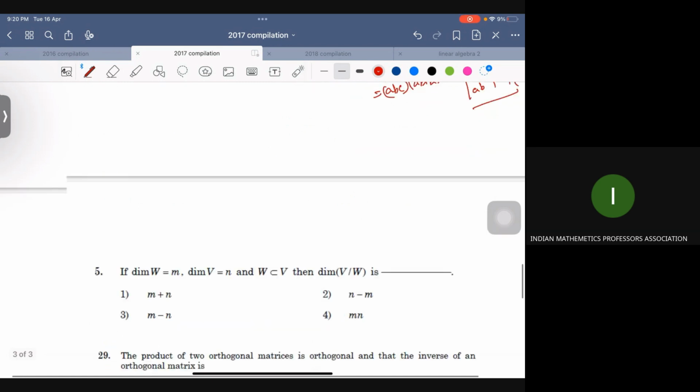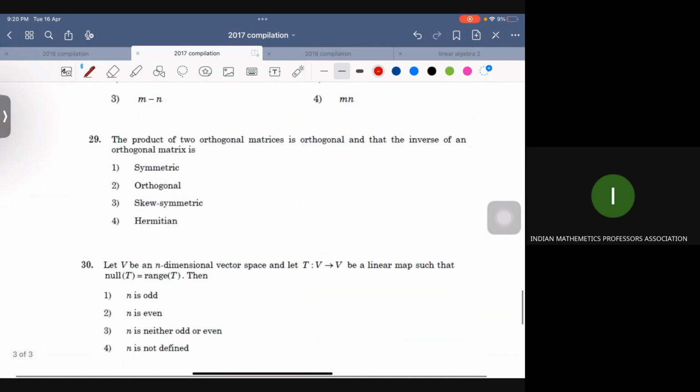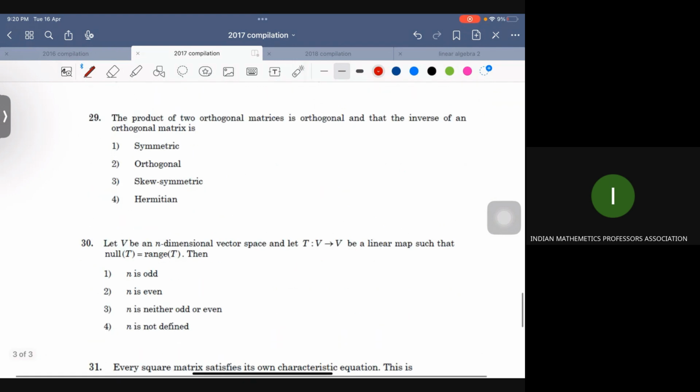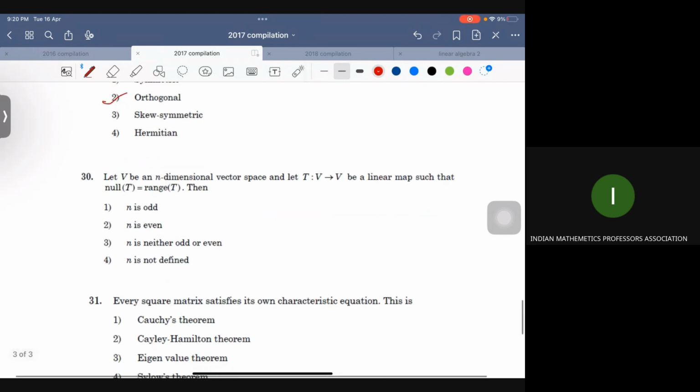This is the 2017 question. Here the product of two orthogonal matrices is orthogonal and the inverse of an orthogonal matrix is also an orthogonal matrix. They have asked a direct property in the question.